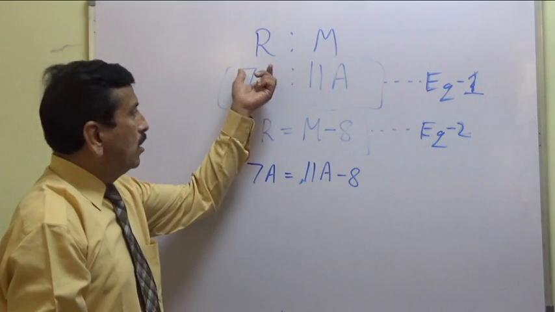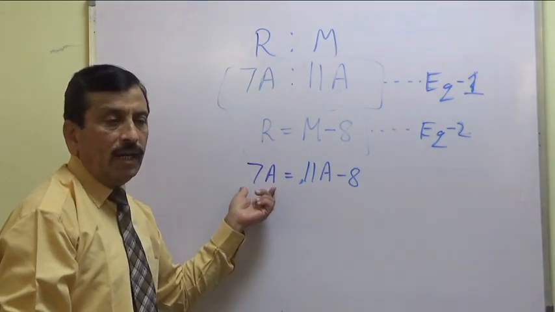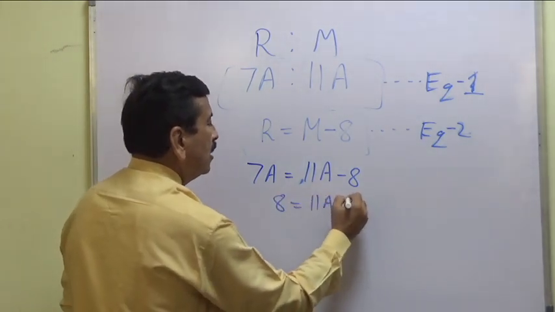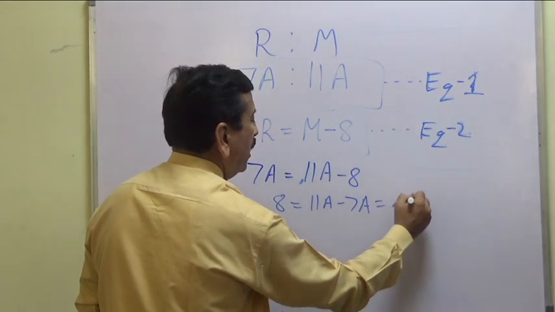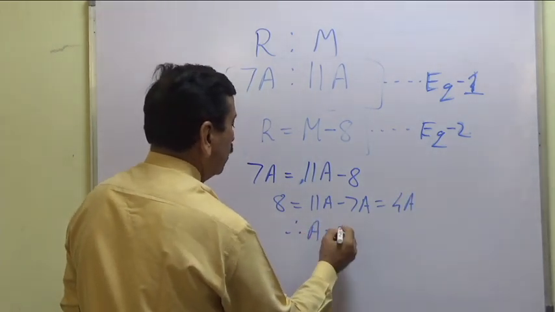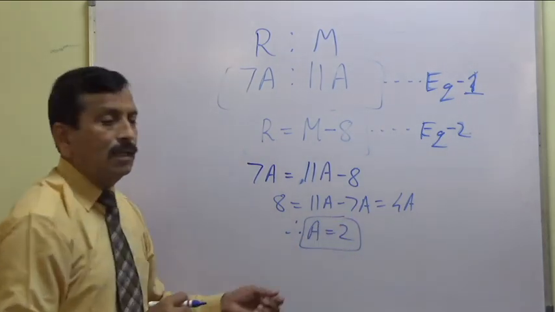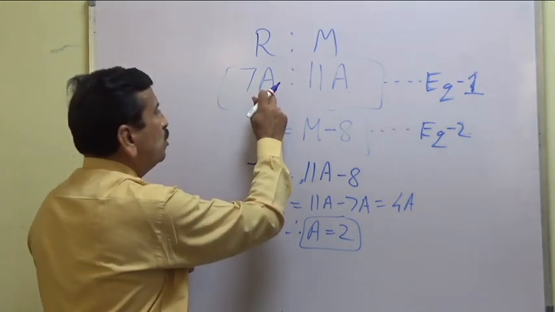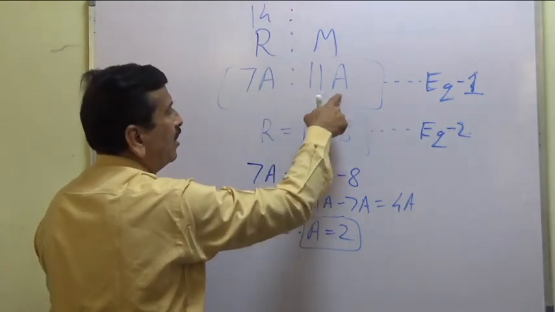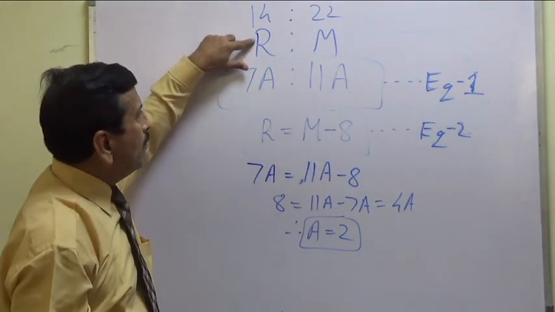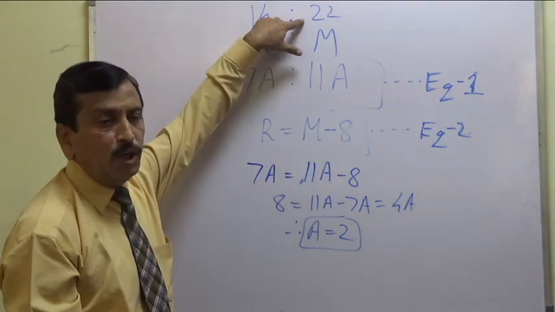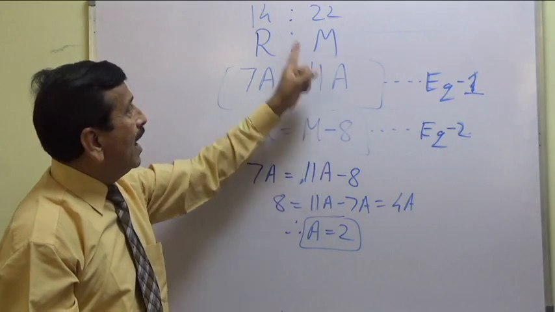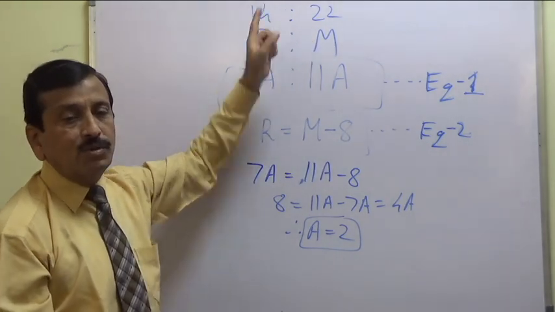The moment we get these two relationships converted to one equation, now we can solve it. I'll bring 8 on this side and 7a on this side. I'll get 4a, and therefore a is equal to 2. The moment I get a is equal to 2, I'll substitute the value of a. 7 into 2, I'll get 14. 11 into 2, I'll get 22. Look here. Ram is 14 years of age, Mohan is 22 years of age. Their ages are in ratio 7 is to 11, and the difference in their age is 8 years. So this is the answer.